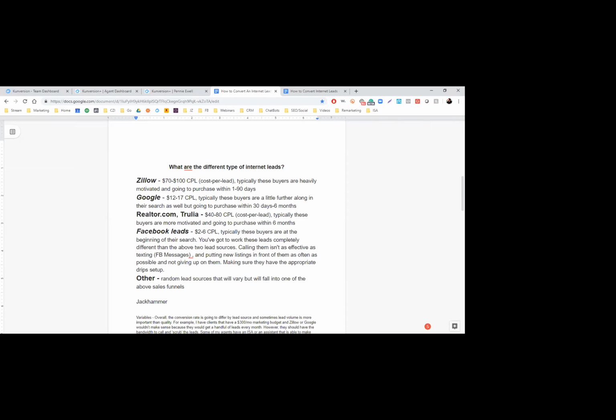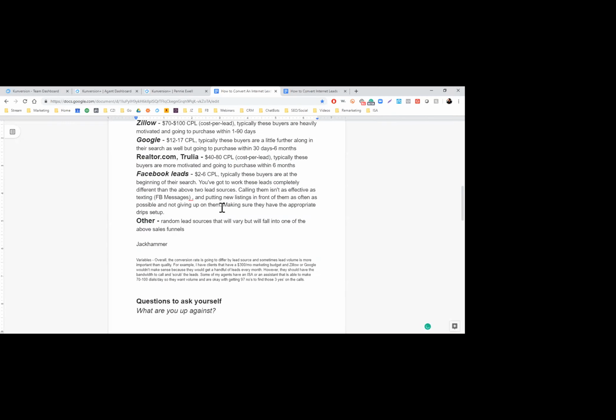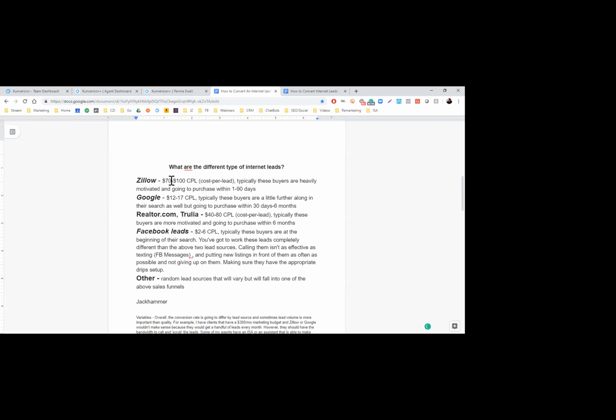So what I'm getting at here, and this is kind of a breakdown, is Zillow leads, typically these buyers are heavily motivated. They're going to purchase within 1 to 90 days, as these ladies reiterated. And by the way, cost per lead for Zillow is typically $70 to $100 for a lead. Most agents can't afford a $2,000 marketing budget, even though they know Zillow works. And I have some agents on this call, probably as I say the Z word, they're throwing up at their desk. That's irrelevant though. Agents are converting and closing these leads.